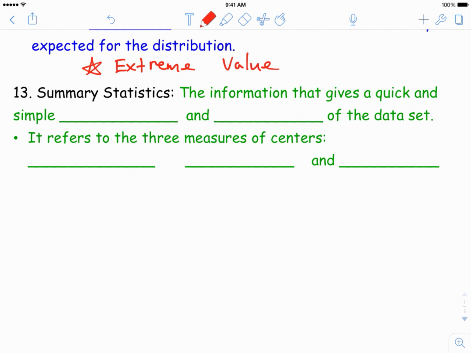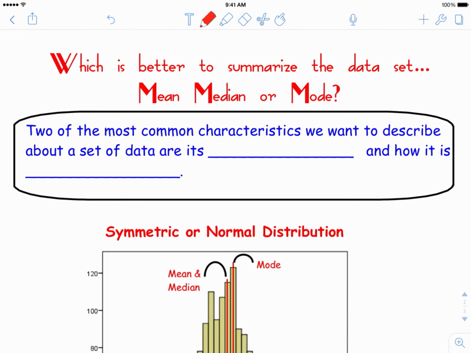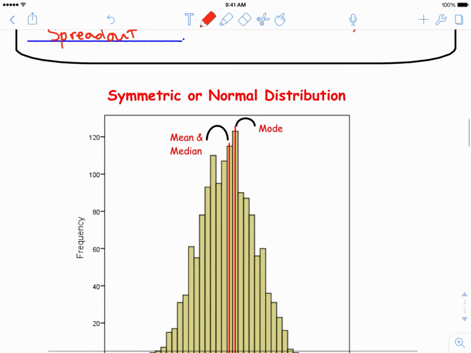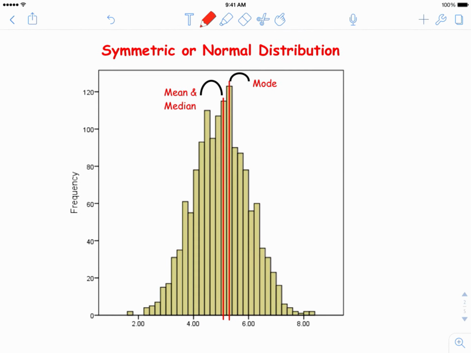The next word is summary statistics. It refers to the information that gives a quick and simple description and overview of the dataset. It normally refers to the three measures of center: mean, median, and mode. Two of the most common characteristics we want to describe about a dataset are its central tendency and how it is spread out. So now let's go over how to choose the best summary statistics to describe the distribution of a dataset.